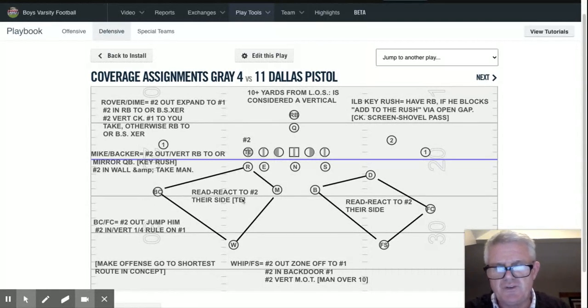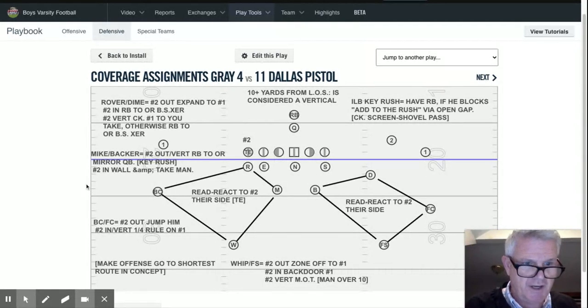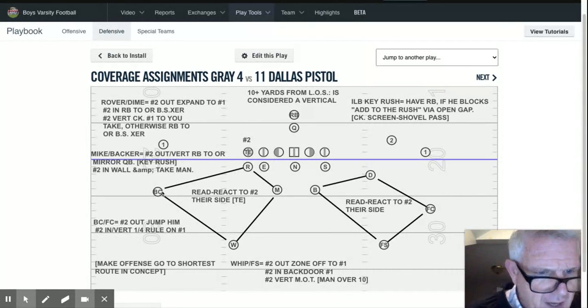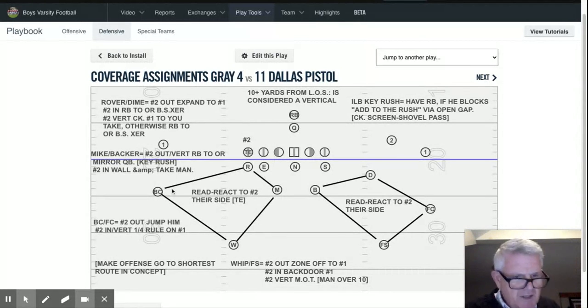If 2's vertical, he's going to expand outside again, checking number 1. Okay, and if 1 is just sitting there in a hitch, he's going to jump the hitch. We don't want the corner jumping so the corner can sink underneath potentially a corner route or a deep out. Okay, just remember, throw to the shortest route in the concept. All right, and 2's vertical, same deal. He's going to expand to 1, check 1. In every case, if 1's not coming in, the outside backer balances up, gets his eyes in the backfield, no threat there. He looks for somebody coming across the formation.